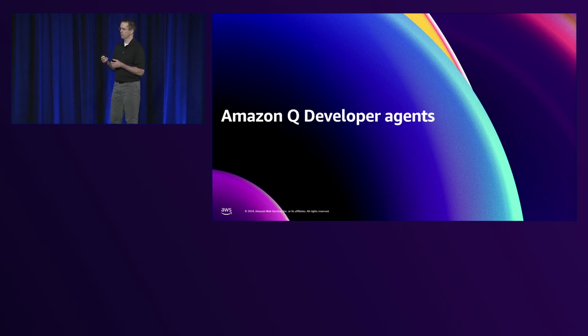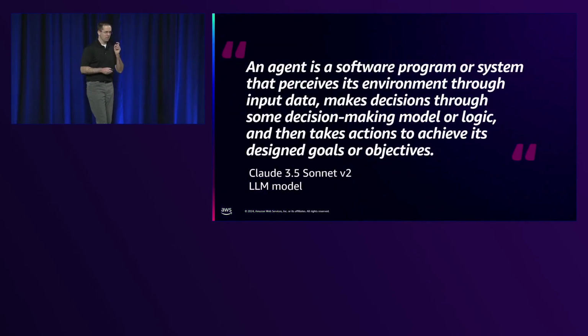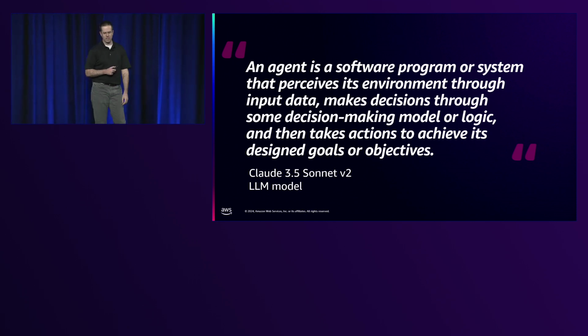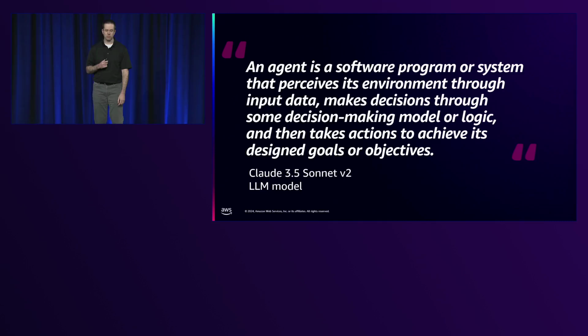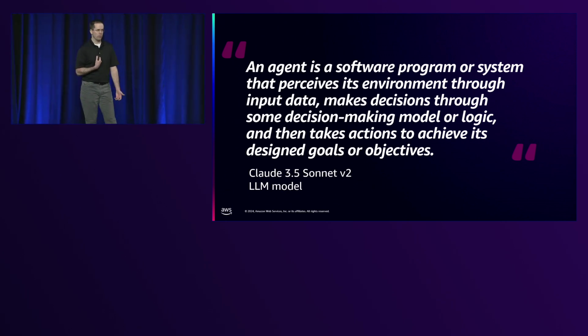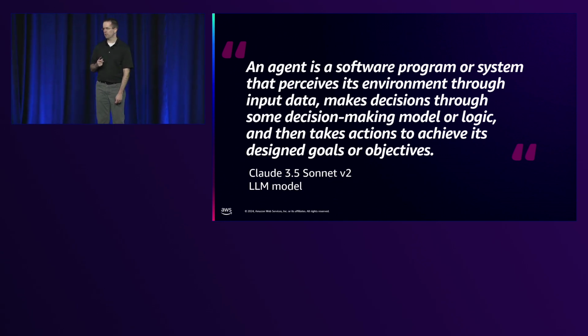We hear a lot of talk in the industry right now about agents or agentic capabilities. And because this is a pitch on generative AI, I didn't get a person quote. I got a quote from Claude 3.5 Sonnet to define an AI agent for us. An agent is a software program or system that perceives its environment through input data, makes decisions through some decision-making model or logic, and then takes action to achieve its design goals or objectives. And we'd add one more thing to this. We also think that they'll learn from what they do. Let me take a non-software example real quick to talk about how these agents may work.